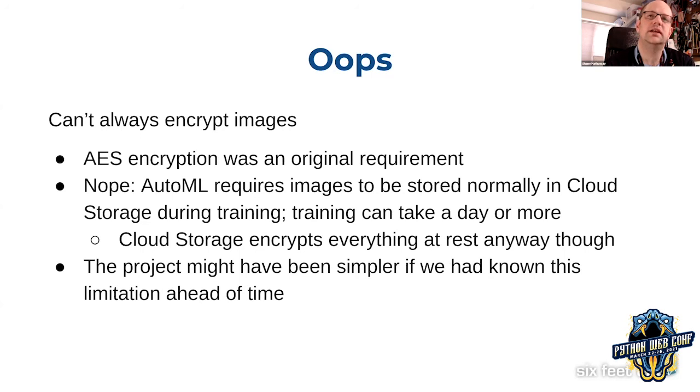Another thing we learned is, although they had the encryption requirement, we learned that AutoML requires images to be stored natively in cloud storage during training. There was no way to convince it to decrypt on the fly. Because training can take a day or more, we were concerned that the images were unencrypted for a full day. But the truth is, cloud storage encrypts everything at rest anyway. So we weren't completely disabling encryption. We just learned that we couldn't use the client's specific encryption algorithm. And again, the project might have been simpler and quicker if we had known this limitation ahead of time.